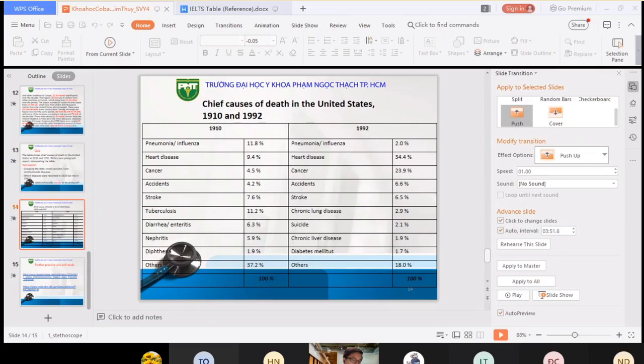1.7%, 1.9%, 2%, 2.7%, 2.1%. You can group them together. These figures are under 3%. Why don't you group pneumonia, chronic lung disease, suicide, chronic liver disease, diabetes mellitus together, and just say they accounted for a very tiny percentage, below 3%? That's it, group information. Don't present too many details because you can't present all the details here.